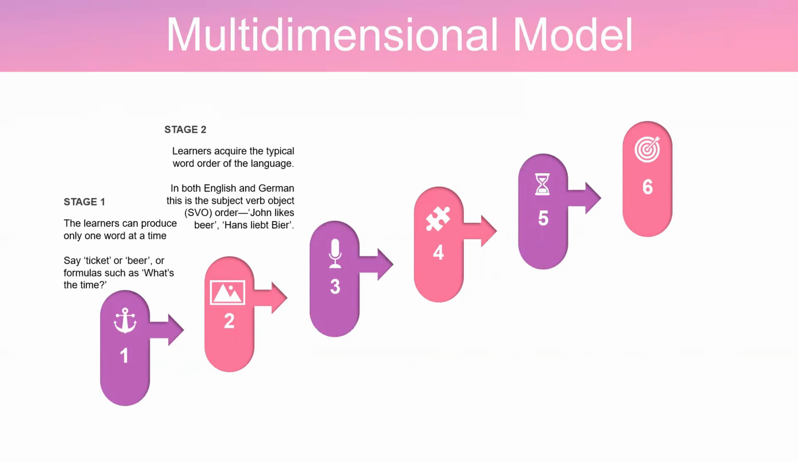Stage 2. Learners acquire the typical word order of the language. In both English and German, we use a subject-verb-object order: John likes beer. Now the learners start to move elements at the beginning of the sentence, so they put adverbials at the beginning: On Tuesday, I went to London.